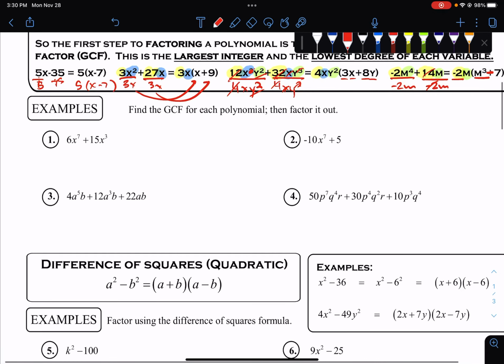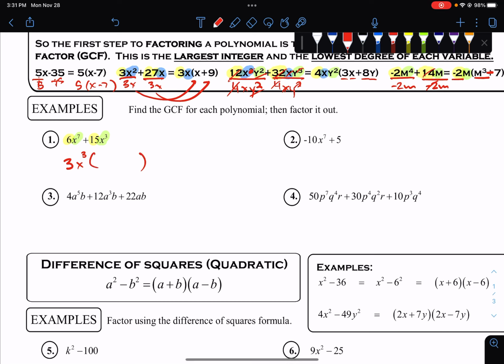All right, so let's do a couple without the examples already worked out. So 6x to the 7th plus 15x cubed. So the first thing I look at is the 6 and the 15. And that means I'm going to be able to take out a 3. That's the biggest number that goes into both of those. Then I look at x to the 7th and x cubed. And the largest number of x's I'm going to be able to take out is 3 of them, x cubed.